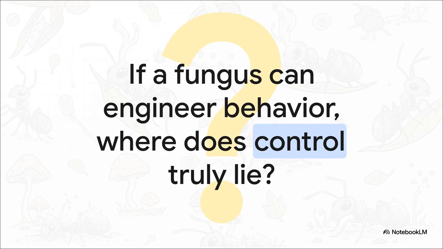And that leaves us with one last kind of mind-bending thought. This fungus has no brain. It has no central nervous system at all. And yet it has evolved into a master behavioral engineer. It's just a powerful reminder that control is way more fluid, way more spread out than we usually think. I mean, if an organism this simple can completely take over an animal this complex, it really makes you ask, where does control truly lie?